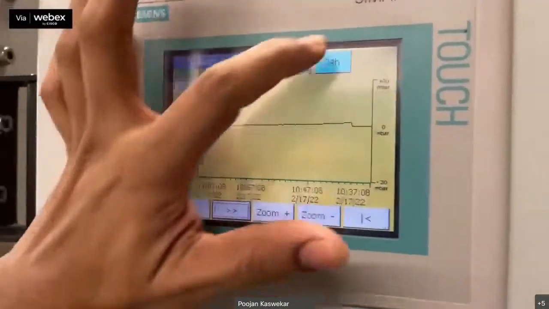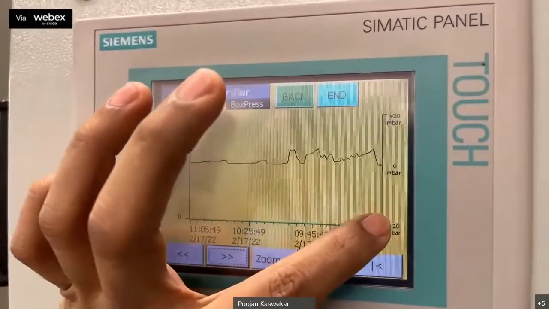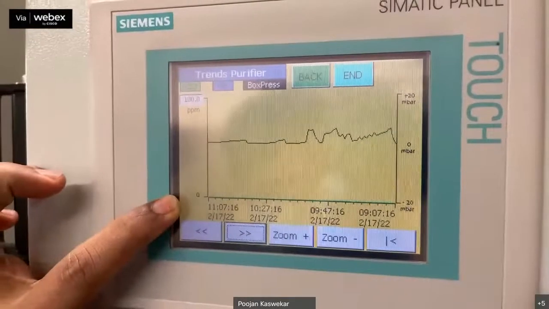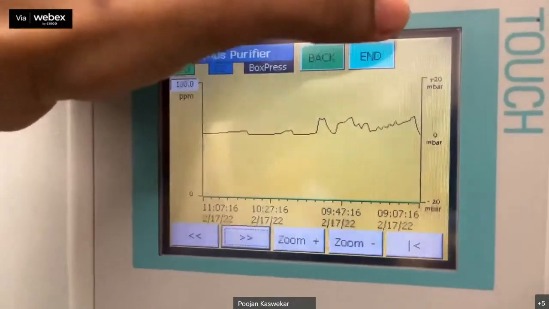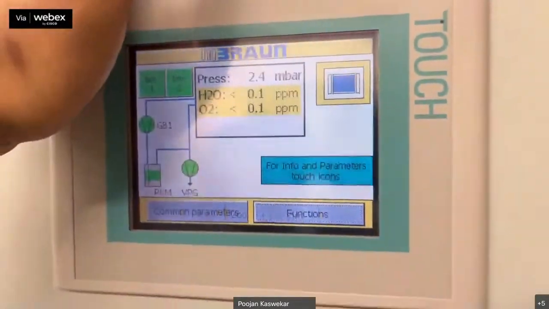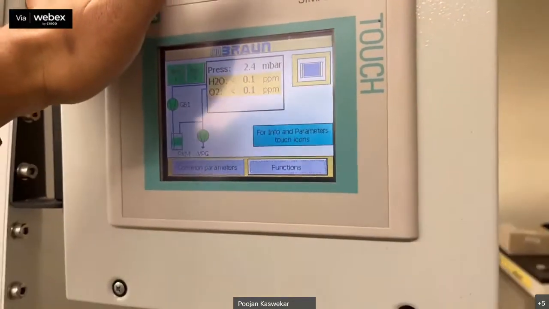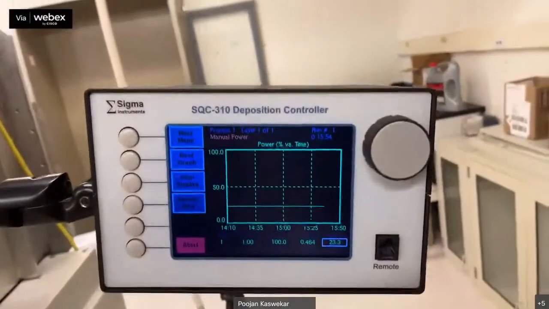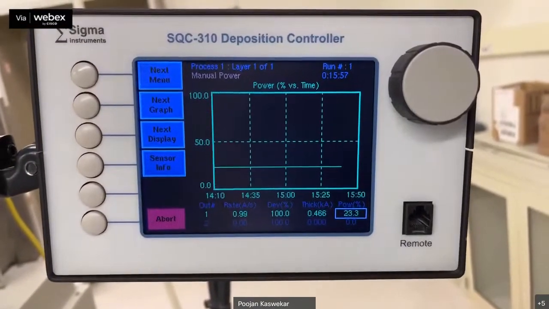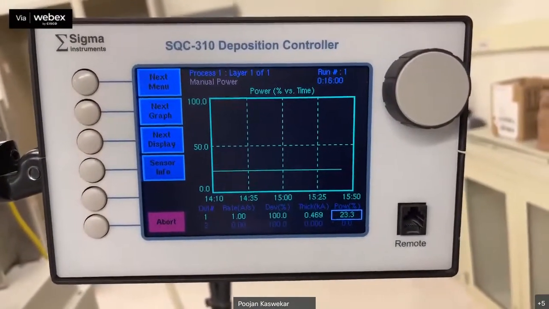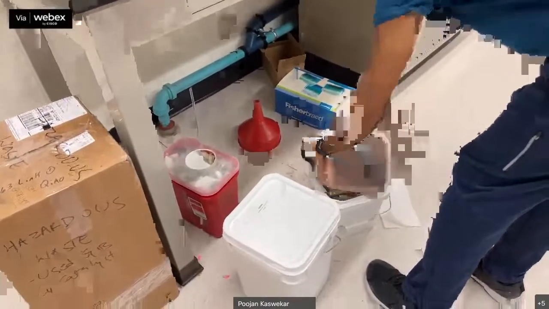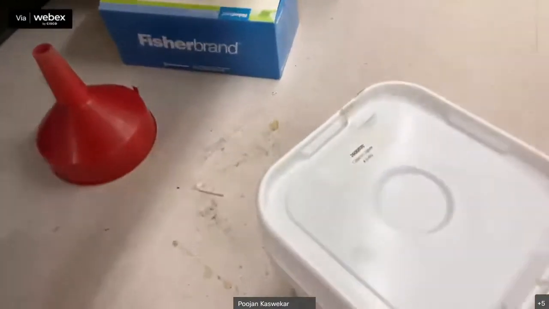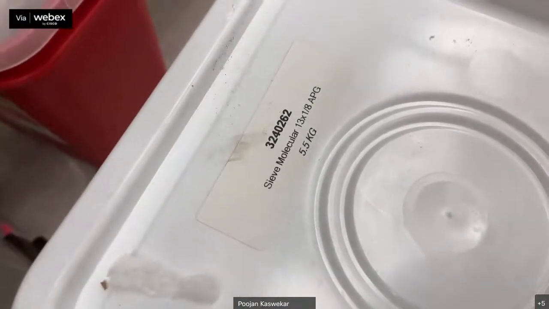So this is our pressure trend from the last 24 hours. The small green line at the bottom you are seeing is the oxygen level. When your glove box is in good condition, normally it's at 0.1, but it's up to us how we maintain it. So frequently you need to change your carbon filters, like HEPA filters, and every 3 years you need to change your metal pellets. This is the copper catalyst we changed, and this one is the molecular sieve for absorbing the moisture and oxygen.